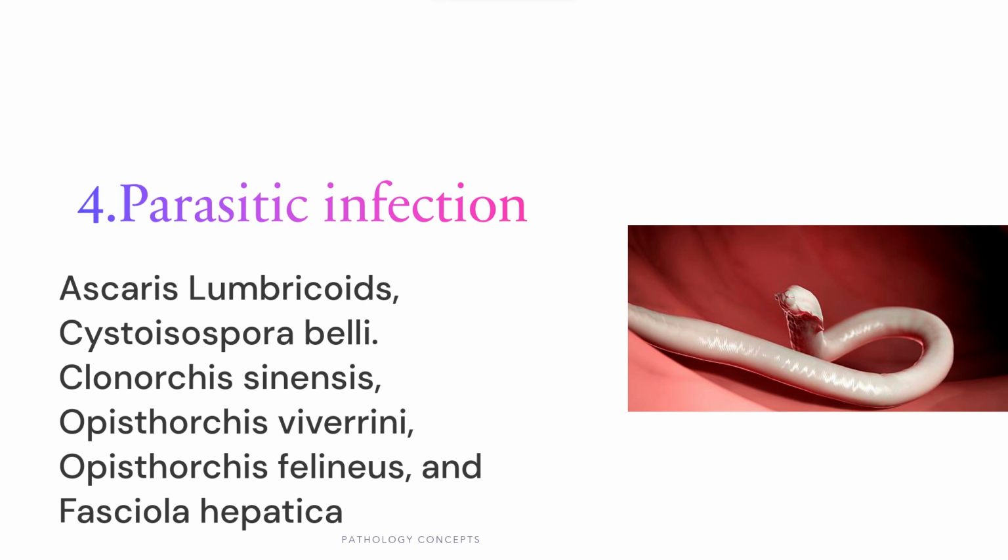Parasitic infection can occur in the gallbladder and is associated with Ascaris lumbricoides and Cystoisospora belli. In addition, other parasites such as Clonorchis sinensis, Opisthorchis viverrini, Opisthorchis felineus and Fasciola hepatica can also be reported in the gallbladder.